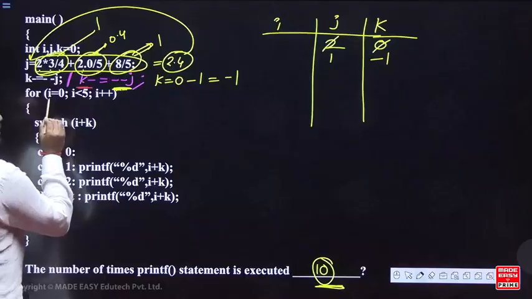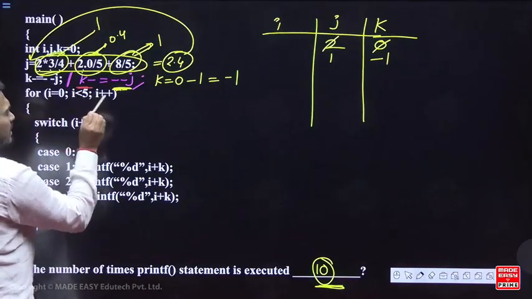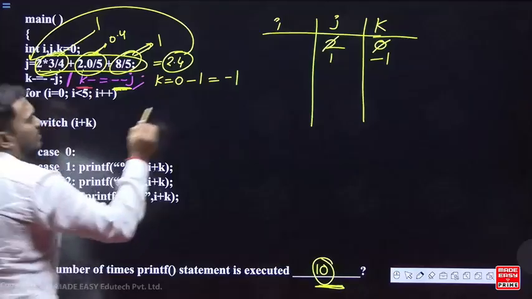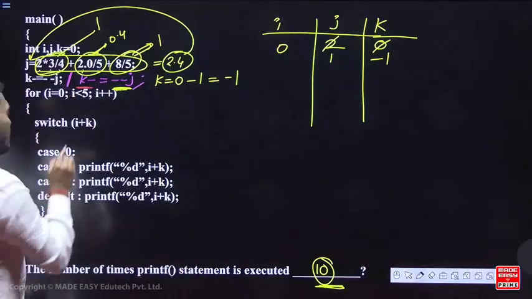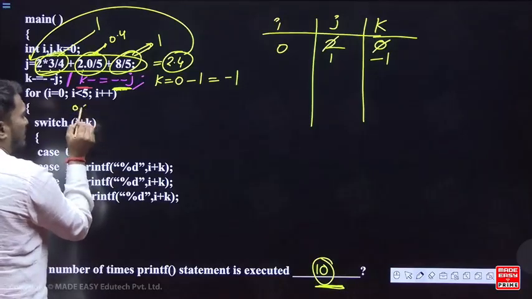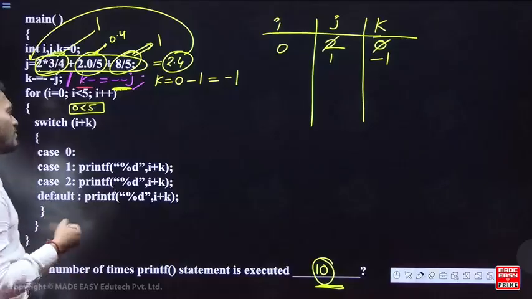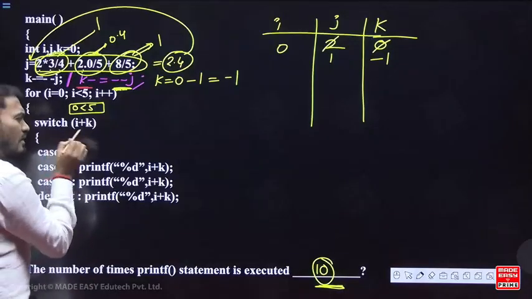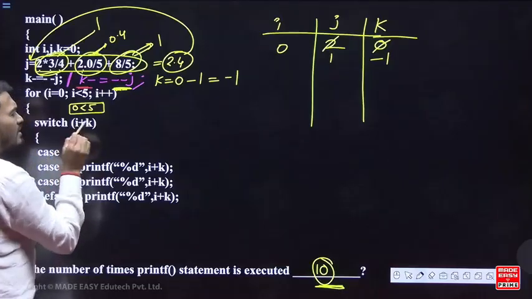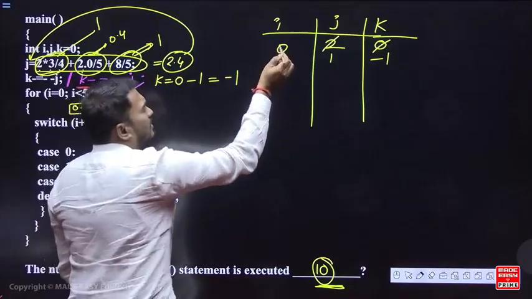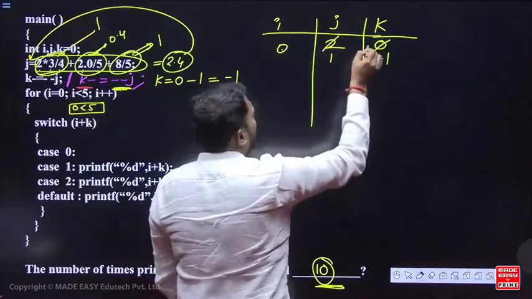And next, for i equal to 0, listen carefully, i equal to 0, i less than 5, i++. So the i value is 0, initialized with 0. Just listen carefully. Now 0 less than 5, the first time you are doing the comparison. Now tell me, 0 less than 5, true or false? True. If it is true, in the switch case what you are passing? In the switch case you are passing i plus k. Now tell me what is i plus k here? The i value is 0, it is in front of you. The i value is 0, the k value is what? -1.